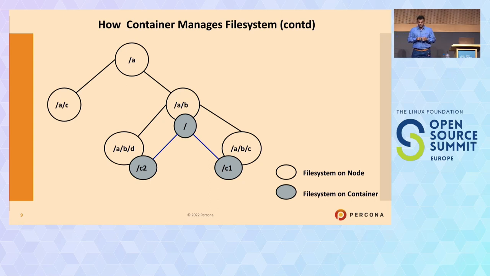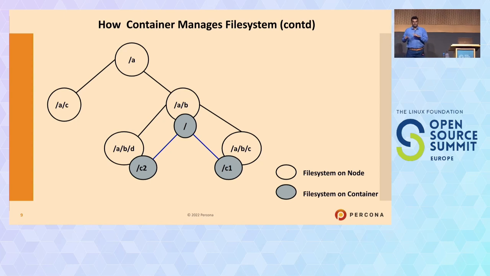Basically, what it means is you see two different colored nodes: the white ones and the blue ones. The white ones are where you actually see the file system on the node itself. But the blue ones are where you have a fork from the main system, and what you see is a container. So the container sees everything from the node as /A/B, and all its children are like C2 and C1, but on the parent node, it's actually a path like /A/B/D.